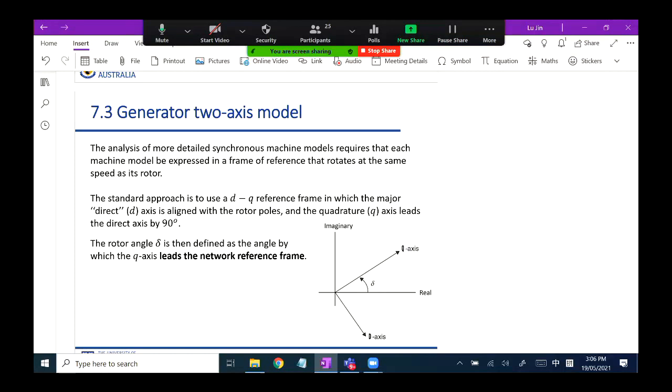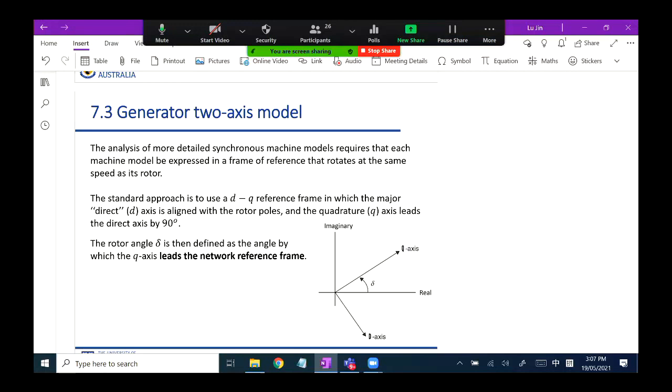So this is the idea. But the question is, how can you define the new system? Here in the diagram, you can see we are defining a new DQ system. Originally, regarding the traditional XY system, the x-axis, the horizontal one given in the diagram, is our real axis. The vertical axis is the imaginary axis.